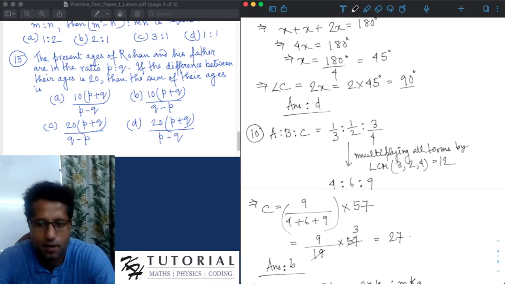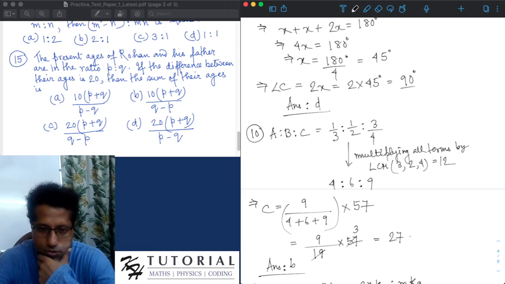If you need another test, then I will prepare test paper 2 tomorrow, and if not, then I will move on to the next chapter, which is the unitary method.